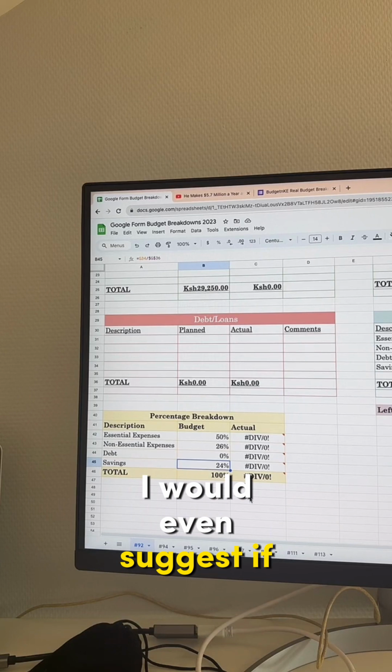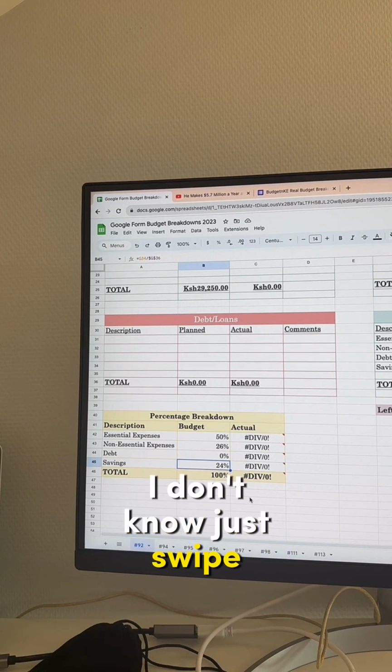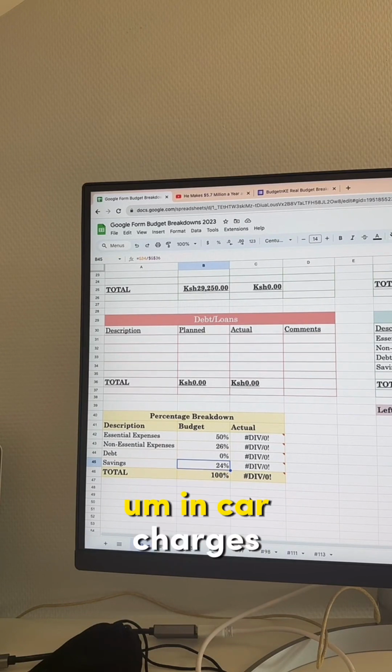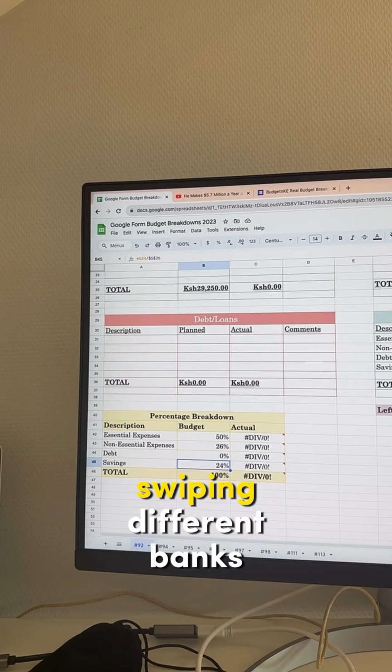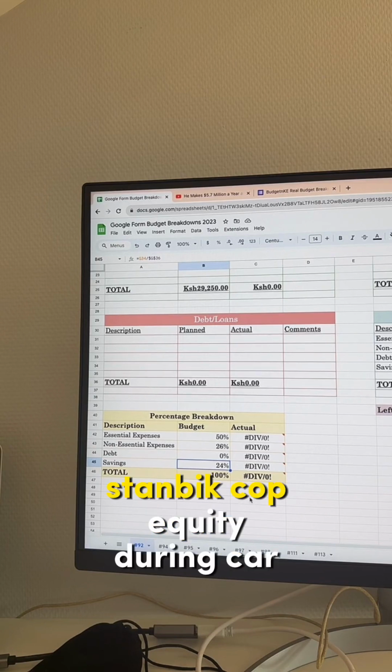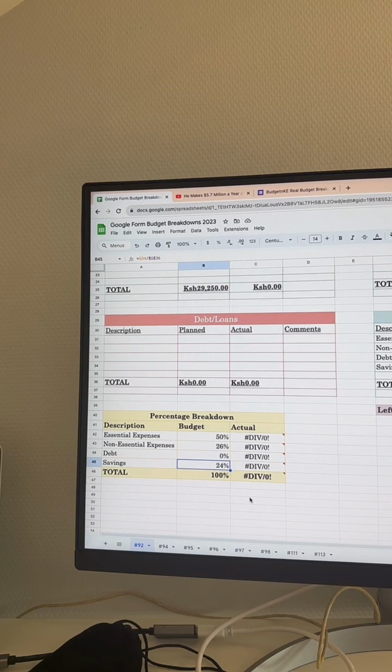I would even suggest, if you can swipe, I don't know, does swiping incur charges? I am not sure. I don't know if there are bankers on their live. Swiping, different banks, Stanbic, Corp, Equity, do you incur costs?